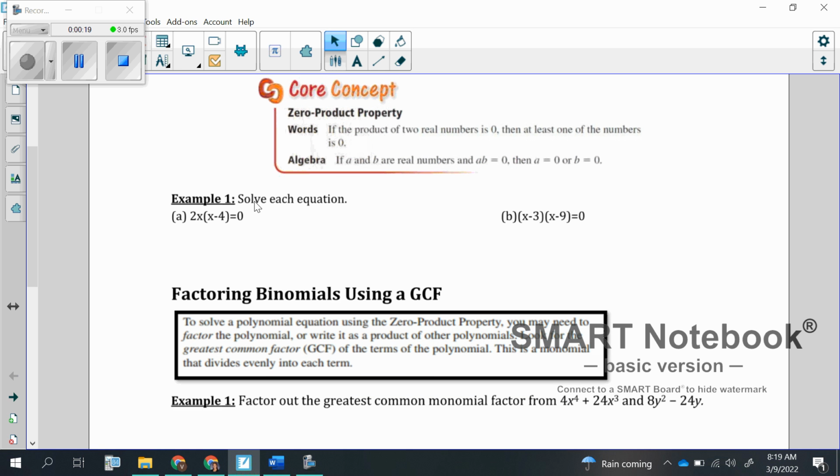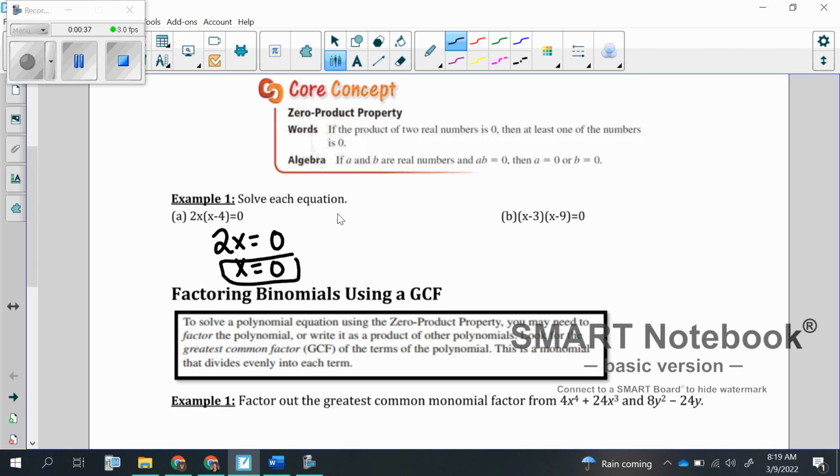This is a property that you all know really well, but it just says that if you want to solve something, it needs to be in factored form. And again, if the product of two real numbers or two real expressions equals 0, then you can set each piece equal to 0. In this case, we could set 2x equal to 0, we get x equals 0, and we could solve x minus 4 equals 0, so we'll get x equals 4. We could do the same thing here, and we'll get x equals 3 and x equals 9.